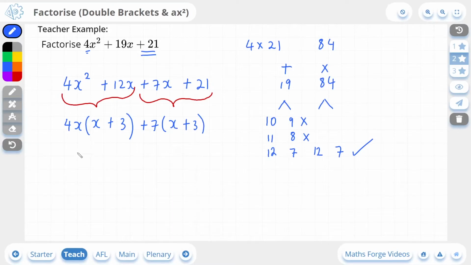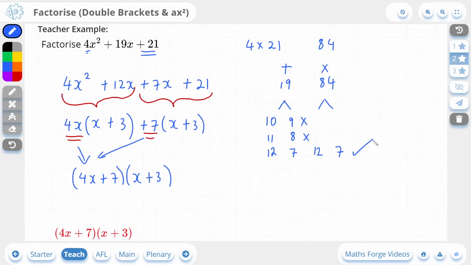So for our final stage now, I'm going to take my terms outside of the bracket, so this 4x and plus 7, and they are going to combine to make one bracket. So it's going to be 4x plus 7. And the other bracket is going to be made from these two brackets here. Remember what I said? If they're the same, it means you've done it correctly. So our second bracket should be x plus 3. And this should be our final answer.